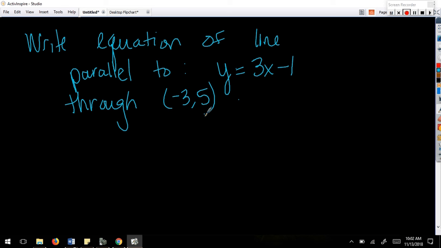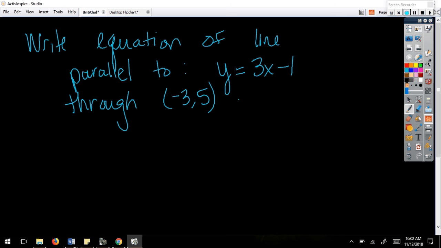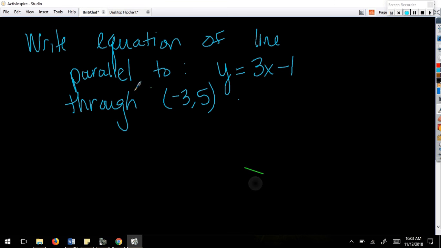Okay, let's talk about what information we gather from what we're given. If I know the line is parallel to the first line, what does that tell me? Remember, we've been writing equations of lines given 2 points, given a slope and a point, given a slope and an intercept. Before we take another step: we're writing the equation of a line, and it's got to be parallel to this, and it's got to go through this point.